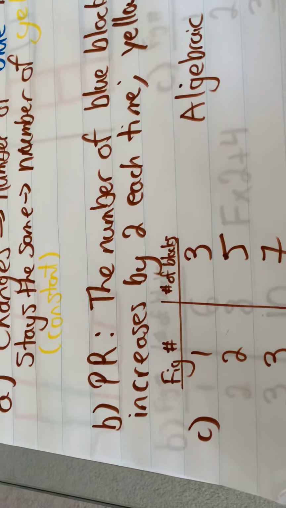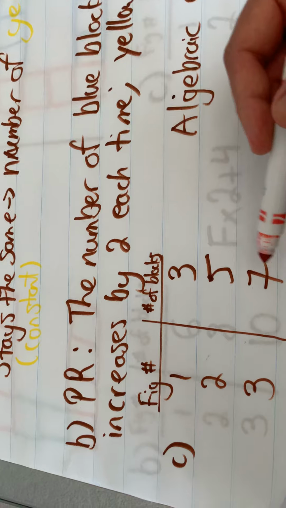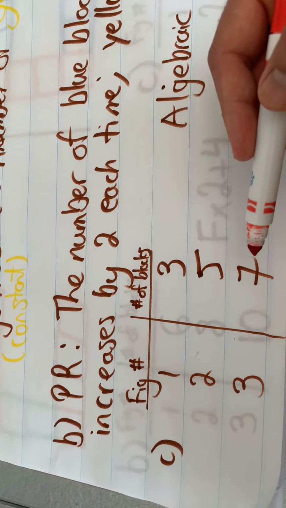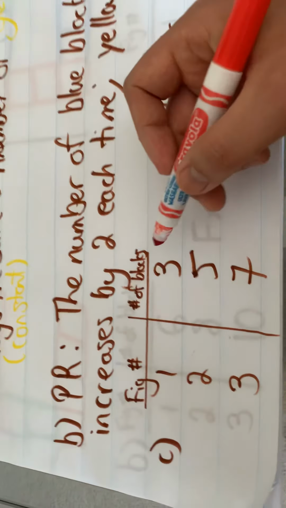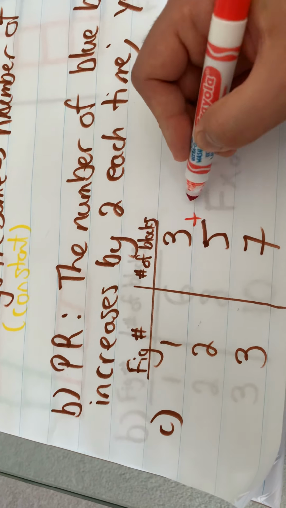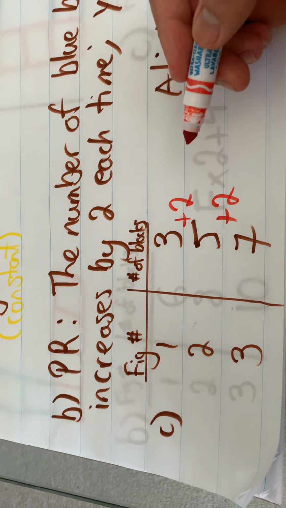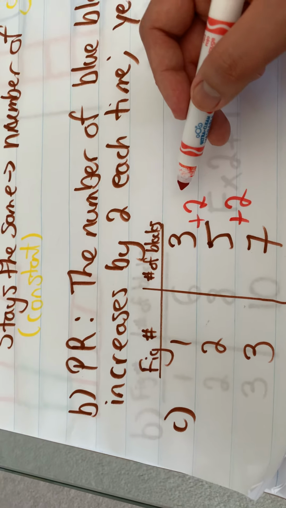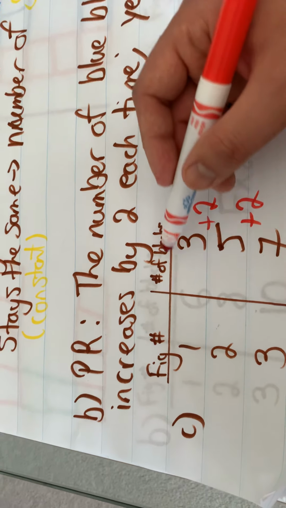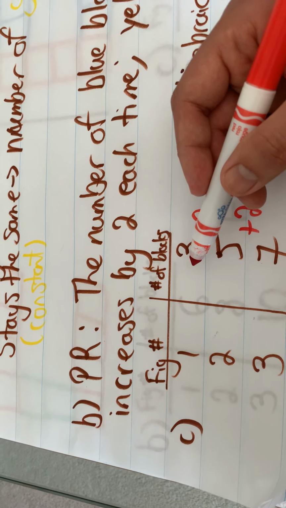In order to help me figure out what to do, I'm going to look at the column of the number of blocks, and I'm going to try to figure out how much it is going up by. The number of total blocks, how much is that increasing? So 3 to 5, that would be plus 2, and 5 to 7 would also be plus 2. And if you'll remember, the number that it increases by here tells us that we have to use multiplication over here. So we're not going to be adding right away, we're actually going to be multiplying.